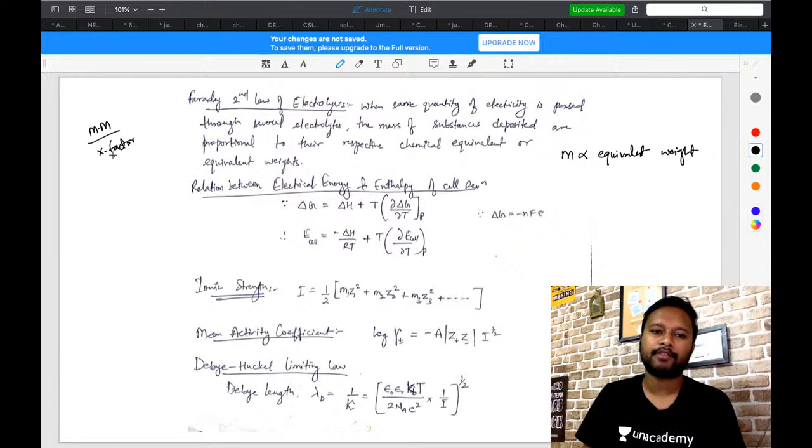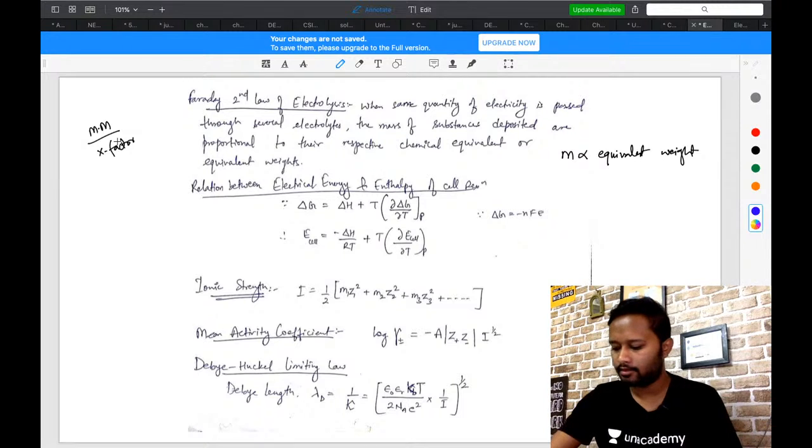What is the X factor? You might have studied it in class 11th or 12th to calculate equivalent weight. The X factor for an acid is the number of H plus ions, for a base it is the number of OH minus ions, and for a salt it is the number of electrons used for that.